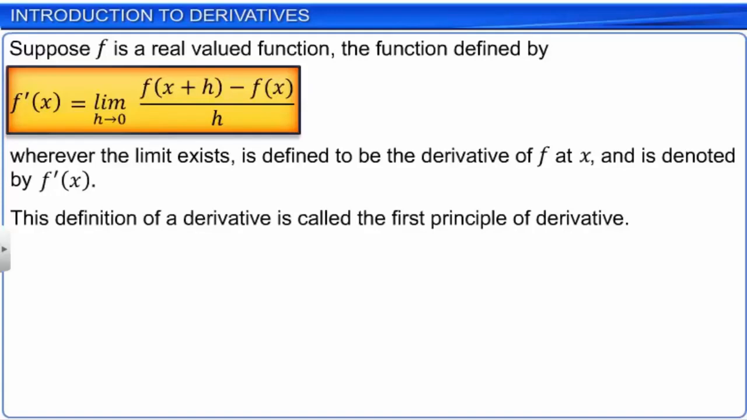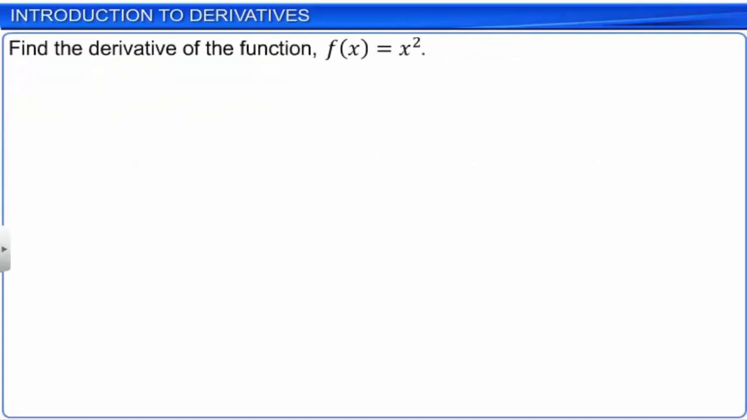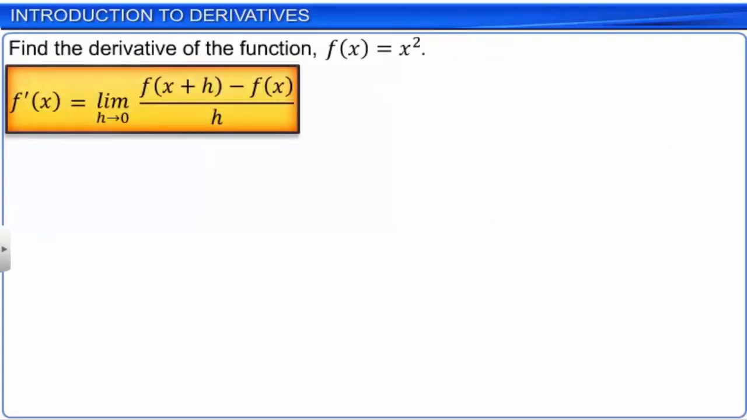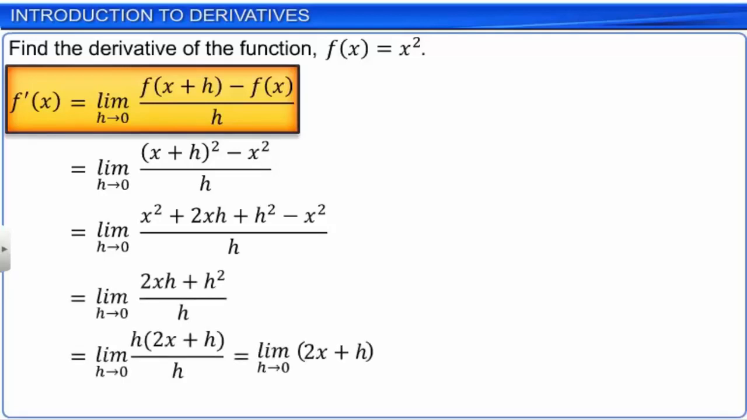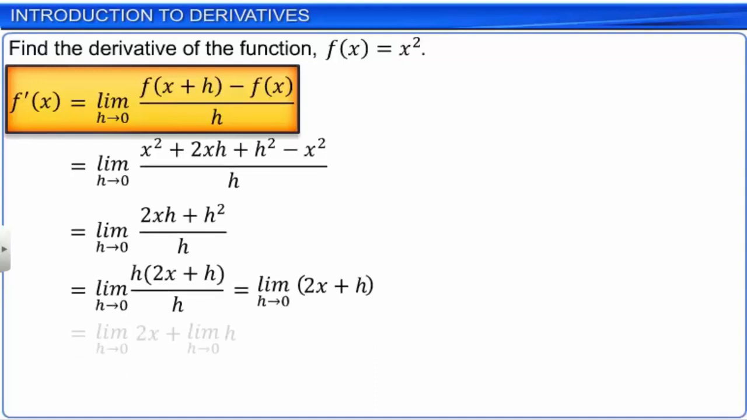Let's see an example here. Find the derivative of the function given. The derivative is found as shown. Now, we will simplify the numerator. Therefore, the derivative of the function x squared is 2x.